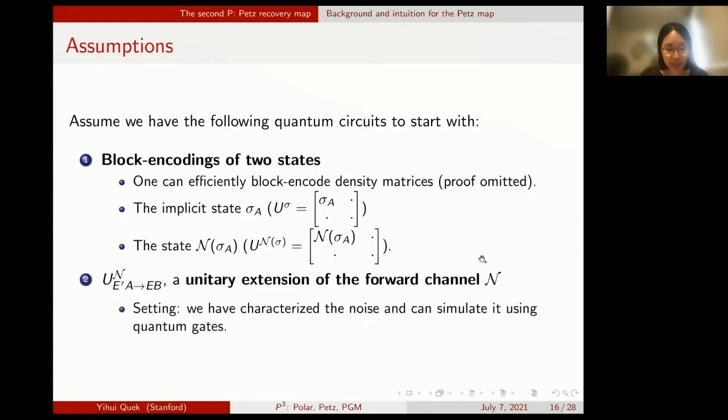The other thing that we're going to need is a unitary extension of the channel N. So a unitary extension is a way of making a quantum channel that may not necessarily be a unitary into a unitary if you consider it on a larger input space. And this makes sense because when, for example, we would want to use the Petz map as a recovery operation, we could think of a setting where we have actually characterized the noise and we're simulating the noise using quantum gates. But if we are doing a simulation, then we're actually producing a unitary simulation of the noise.